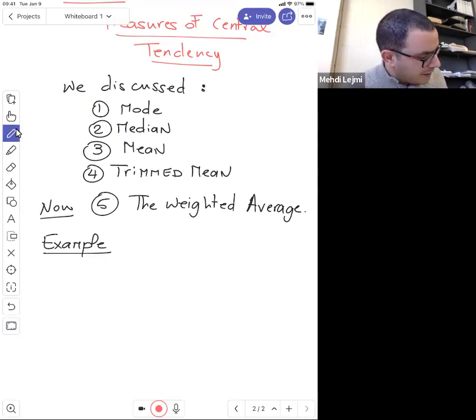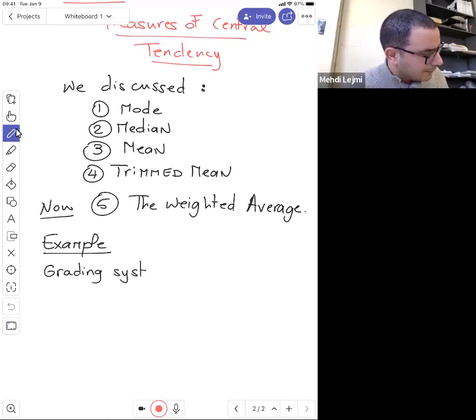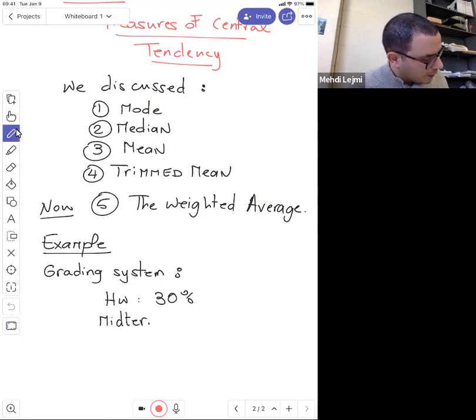The grading system was like this: we have homeworks, which we said are worth 30%. Then we have a midterm, and the midterm is worth 35%. And there is the final, and we said the final is worth 35%, right?